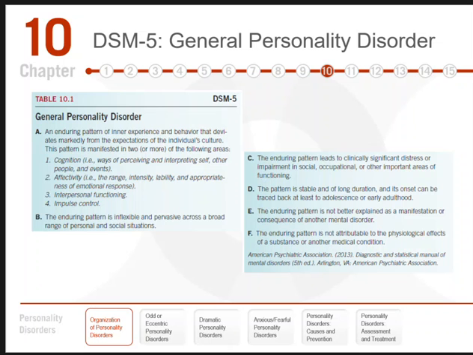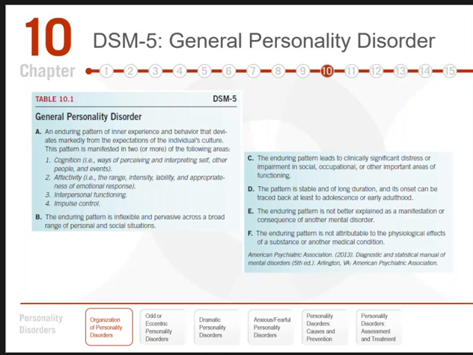And it's enduring. That's what I mean by the drop of ink into the glass of water. It's hard to filter out the drop of ink, right? It's just a part of the person, and it's an enduring pattern. So you see this pattern of inner experience and behavior that deviates from the norm, from what other people would expect in the person's culture. And this is manifested by two or more of the following.